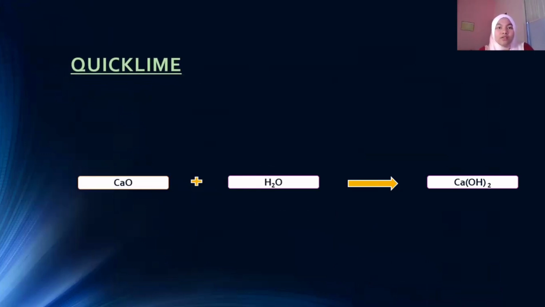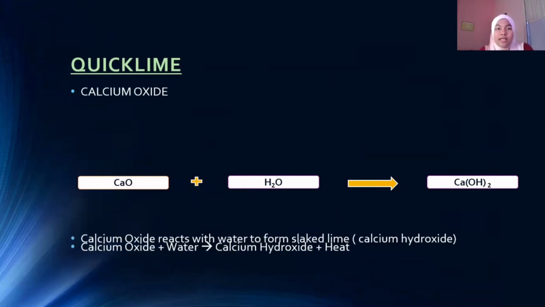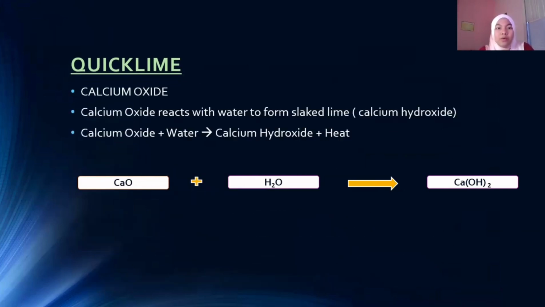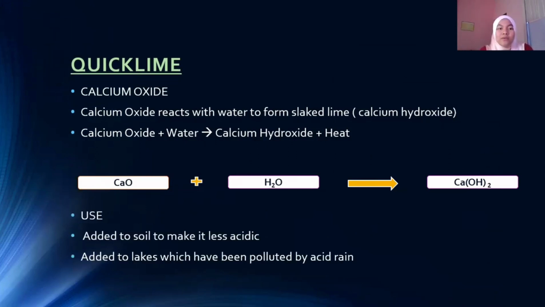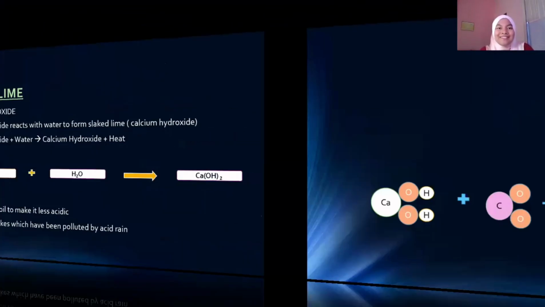I want to share with you about quicklime. Quicklime is known as calcium oxide. Calcium oxide reacts with water to form slaked lime, which is calcium hydroxide. So this is the chemical equation. CaO, calcium oxide, plus H2O, water, will produce calcium hydroxide, Ca(OH)2. So let me show the uses. The uses are added to soil to make it less acidic, and added to lakes which have been polluted by acid rain.